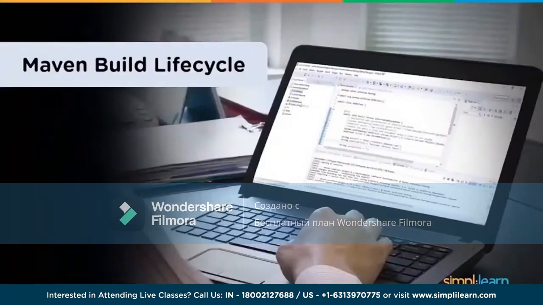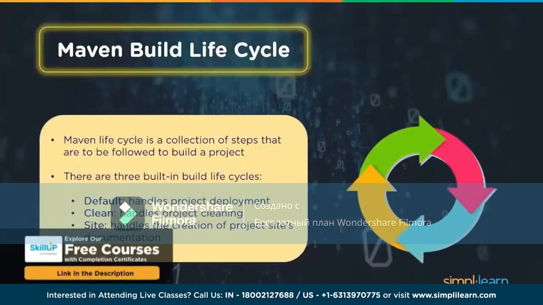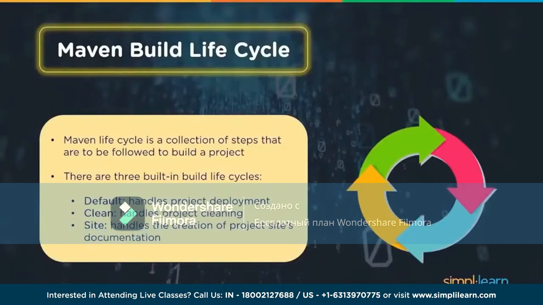Now let's talk about the overall build lifecycle of Maven here. The Maven build lifecycle is a collection of different steps, which is followed to perform build automation for a specific project. There are pretty much 3 lifecycles. The first one is default, which handles the project deployment. Second is clean, which handles the project cleaning. And then we have site, which handles the creation of the project site's documentation. These are the 3 built-in life cycles available at the Maven level, which you can utilize to perform various kinds of step execution for your project.